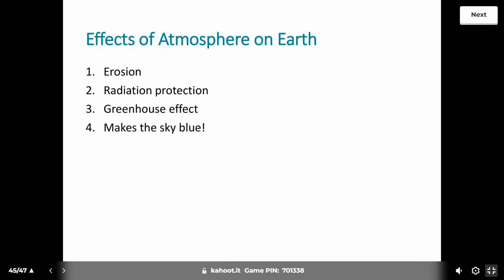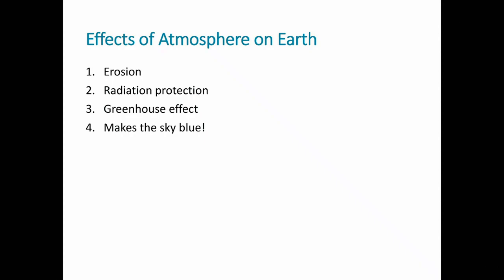So the atmosphere is responsible for some of the erosion on the Earth due to rain or wind. It protects you from harmful radiation from space. The greenhouse effect can keep the surface warm, but you can also have a runaway greenhouse effect that makes the surface too warm, and it also gives you nice blue skies. Other planets have different atmospheric compositions and they don't have the same blue skies.